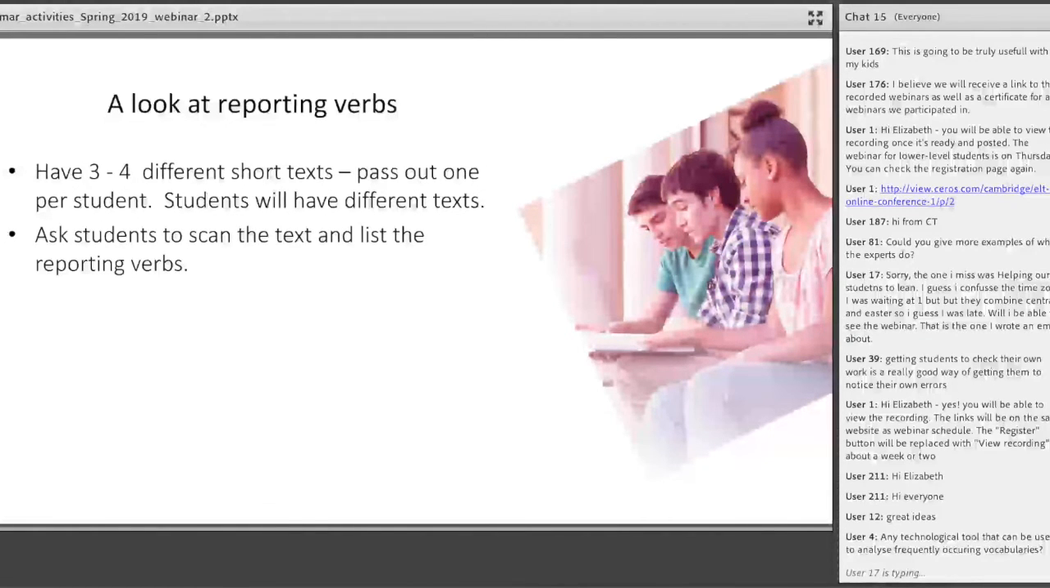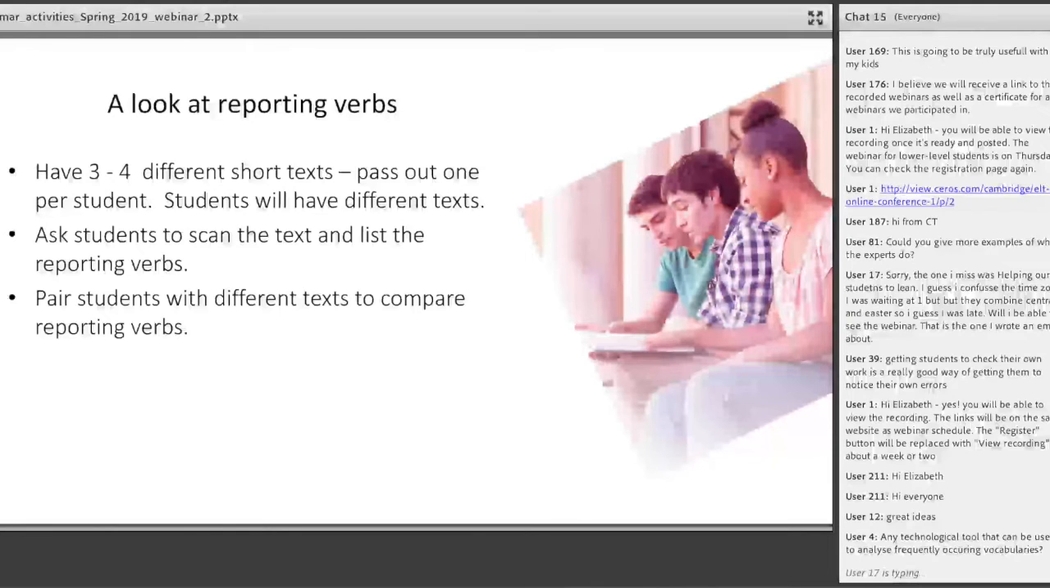And so then you ask the students to scan the text, and you would have a list of reporting verbs on the front board, or maybe the students have it from their textbook, and they scan. So in this case, they're practicing a reading strategy in the grammar class, and then they're writing and making a list of the reporting verbs. Now remember, each student has different texts, so then you pair students to compare the reporting verbs that they found in their text, so they're talking to each other.